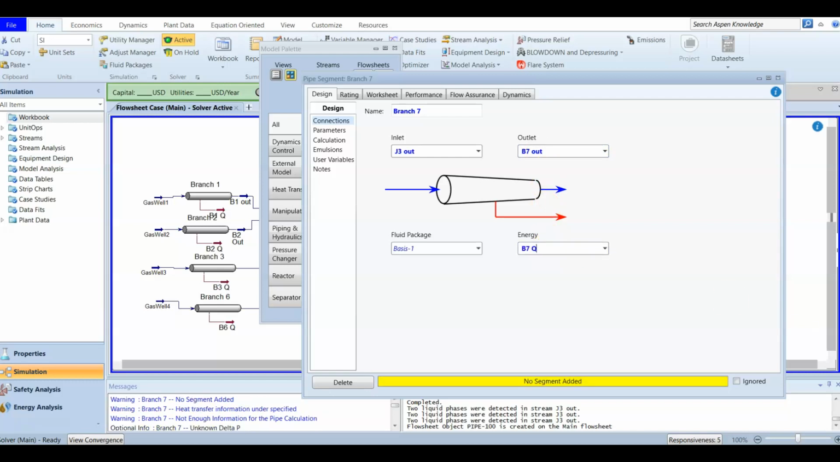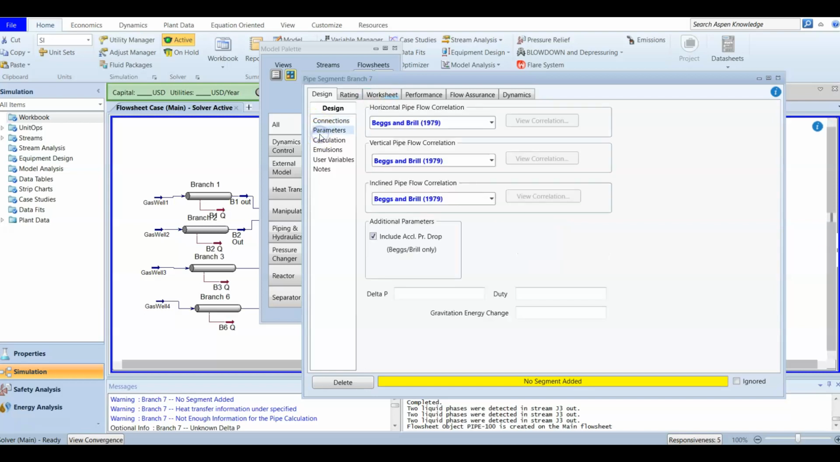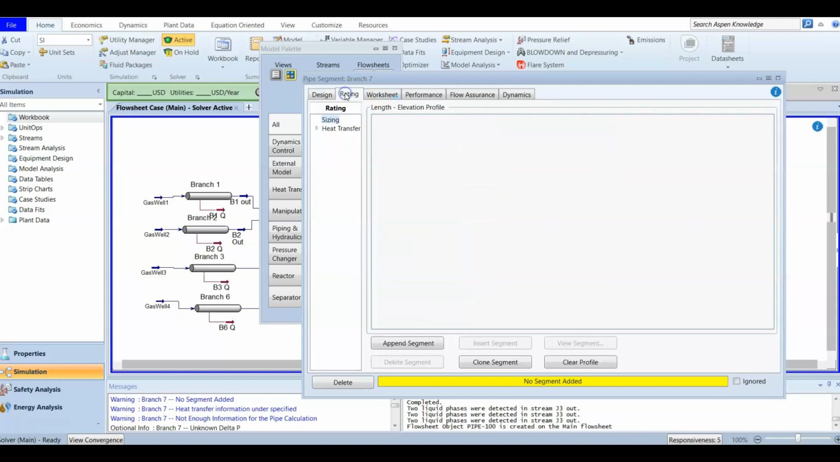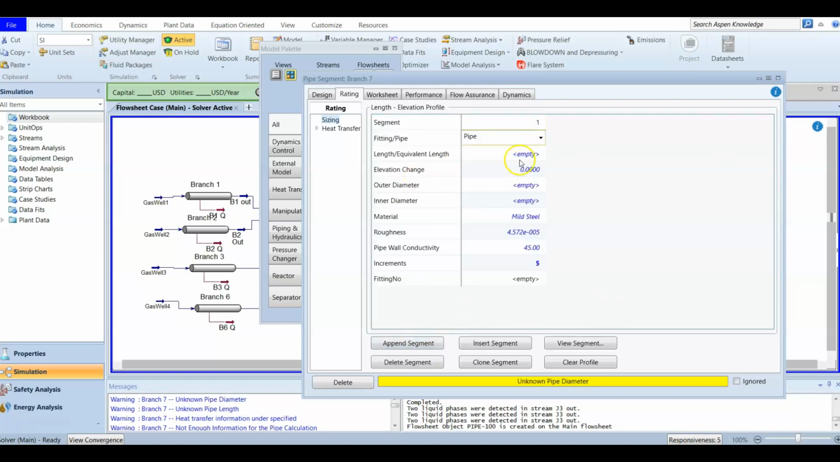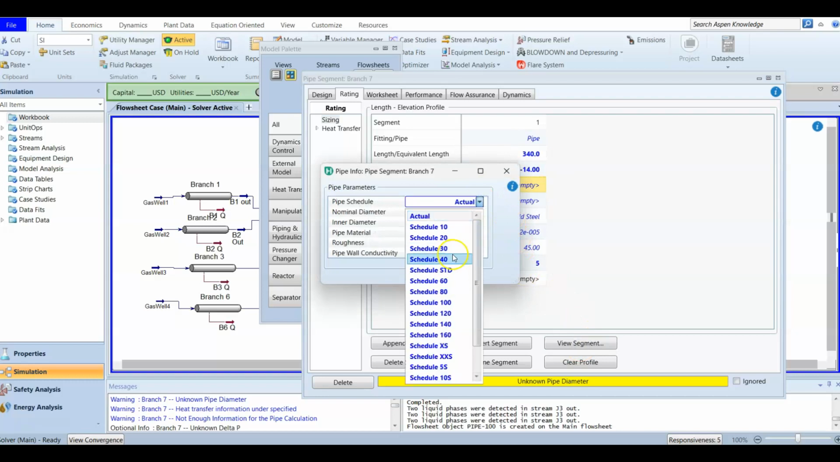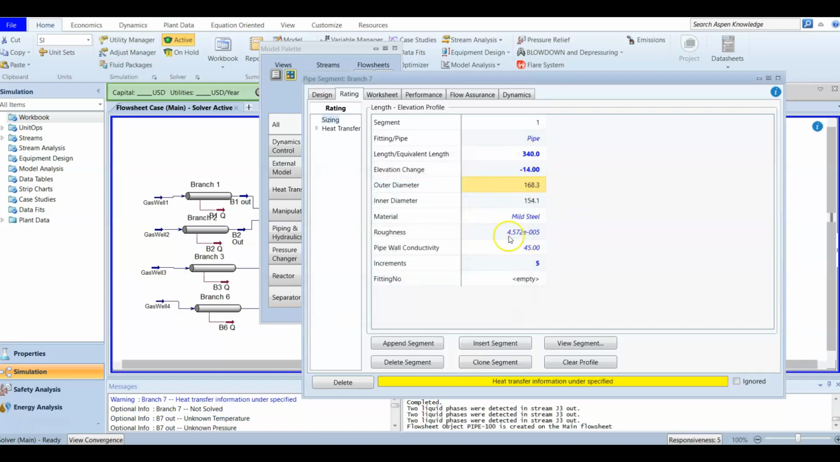Okay, so now we need to choose, because we mixed 2 phases with 3 phases, so our final stream will be 3 phases. Okay, and the last one is 3 phases. So it's time for the rating and the sizing. In this case we are going to have only one segment, so add only one segment. Its length will be 340, and it will be under the ground with a depth of 14 meters. And we are going to view the segment to choose schedule 14, and we choose a nominal diameter of 150 millimeter. Okay, so this information is done for the sizing.